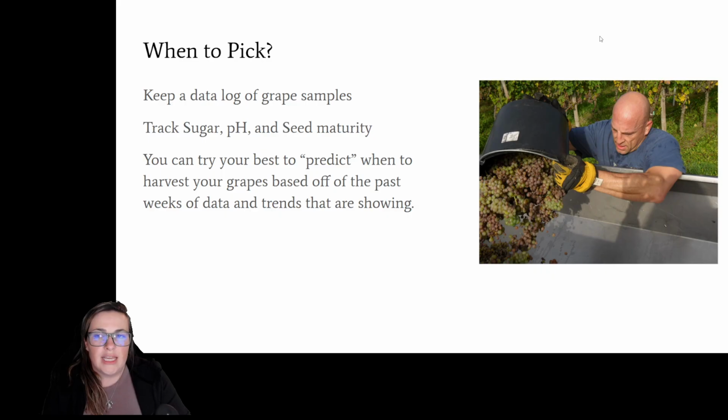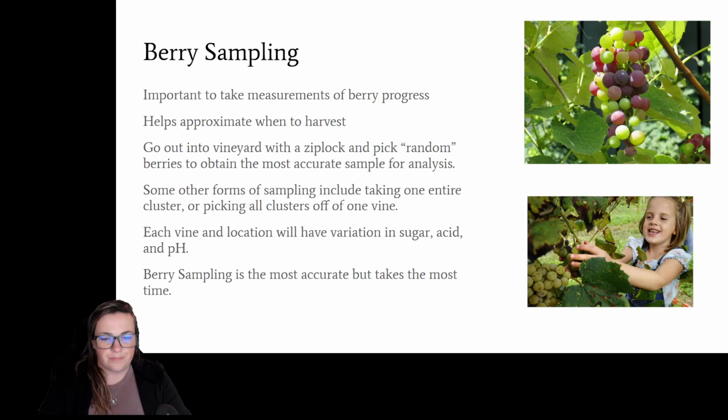When to pick. So you'll want to keep a data log of samples that you take from the vineyard. You're going to want to track your sugar level, pH, and also seed maturity. You can try your best to forecast or predict when you can pick your grapes based off of the previous data, and you can see how much sugar you're accumulating every week or every day, and you can go from there. So berry sampling is very important. We did talk about this in lab for our Brix lab in person, and also for pH, right? So it's really important to take measurements of the progress of your fruit. This will help determine when to harvest.